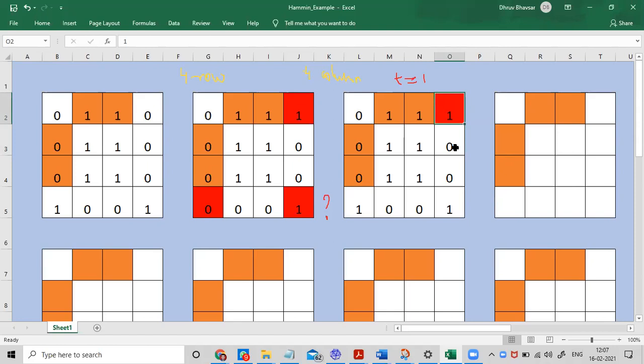So by this, all of you would have understood why this Hamming code is 1 correcting and 2 detecting. Okay.